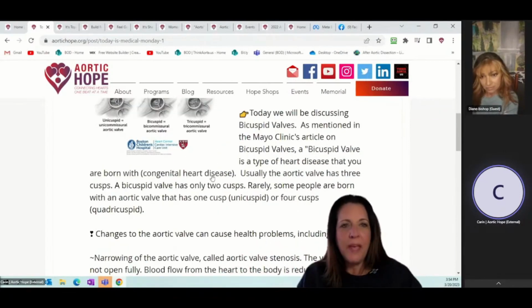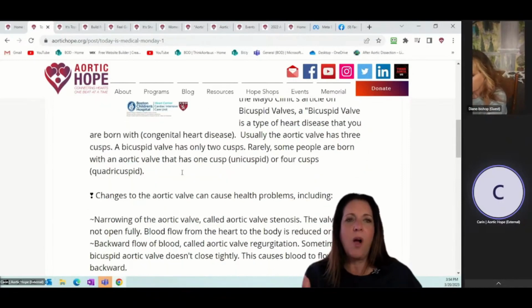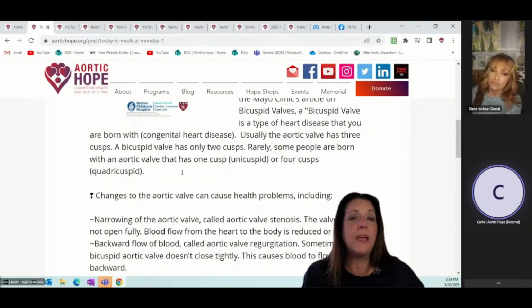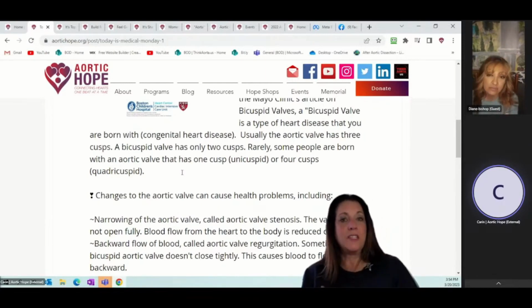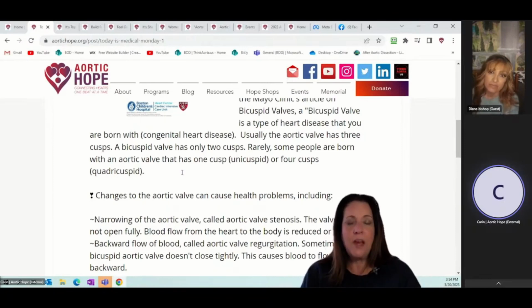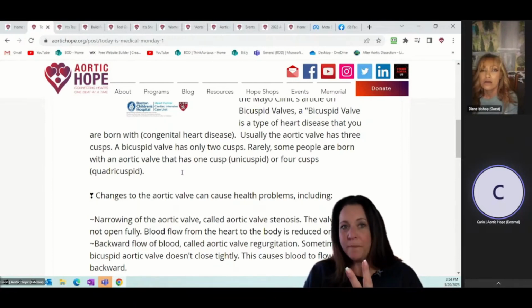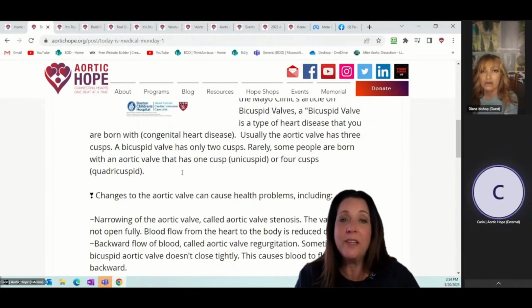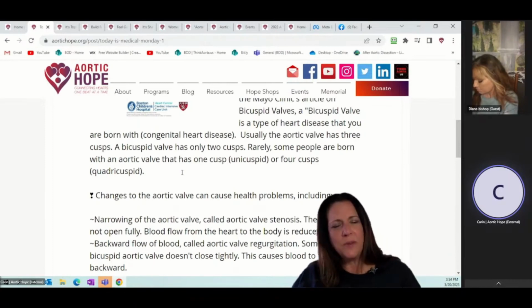So as mentioned in the Mayo Clinic's article on bicuspid valves, a bicuspid valve is a type of heart disease that you're born with. So that would make it a congenital heart disease. You would fall into the congenital heart disease groups. And usually the aortic valve has 3 cusps, which we talked about. A bicuspid valve only has 2. And you don't know that you have it until you find it by accident because you have an echo or you have a scan. And all of a sudden someone's like, oh, did you know that you had a bicuspid valve?